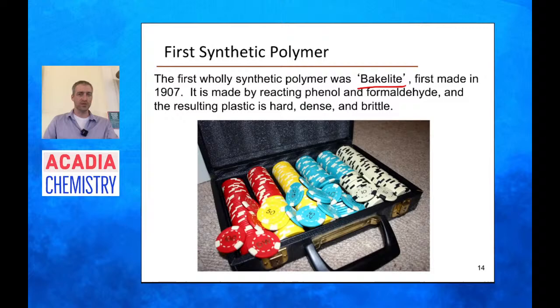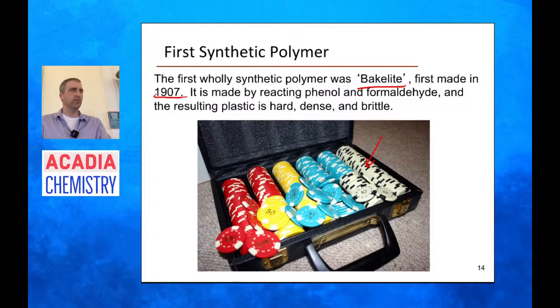So all that plastic that we have is mostly generated within the last 100 years, which is a short time, relatively speaking. So Bakelite was made in 1907. We actually have a lab in second year organic chem where we make this particular plastic. The plastic that you get is very dense, hard, and brittle. And it's still used to make poker chips.